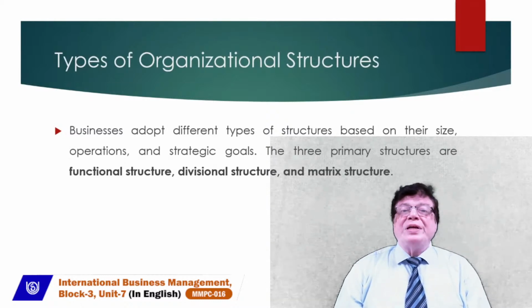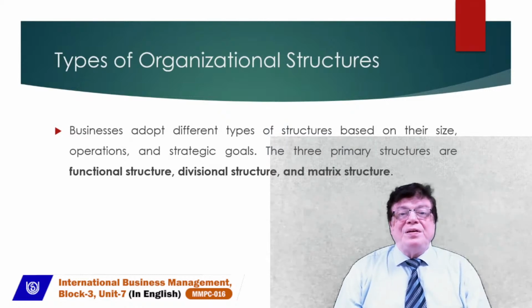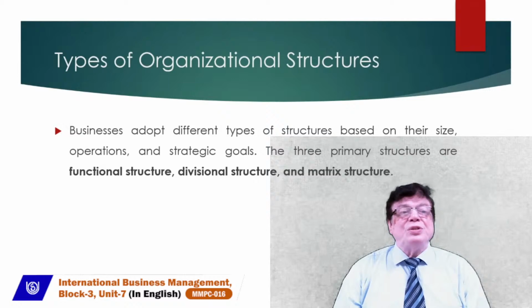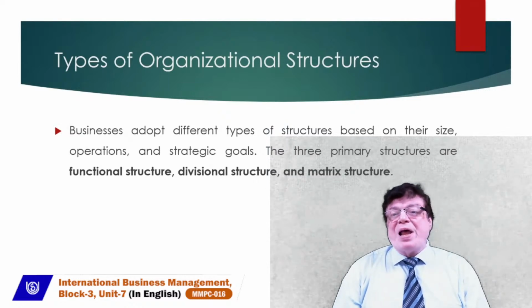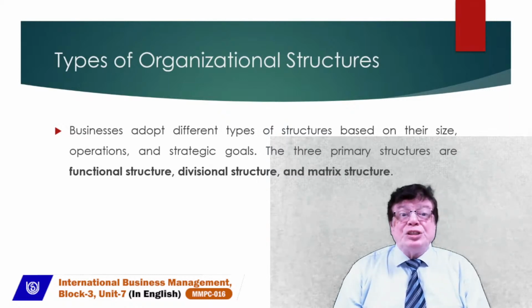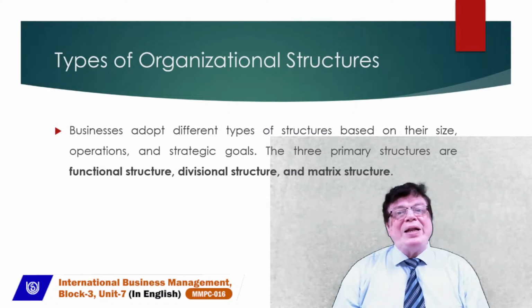Now, types of organizational structures. Businesses adopt different types of structures based on their size, operations, and strategic goals. The three primary structures are functional structure, divisional structure, and matrix structure.